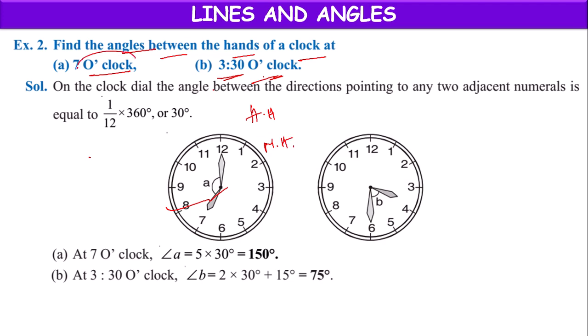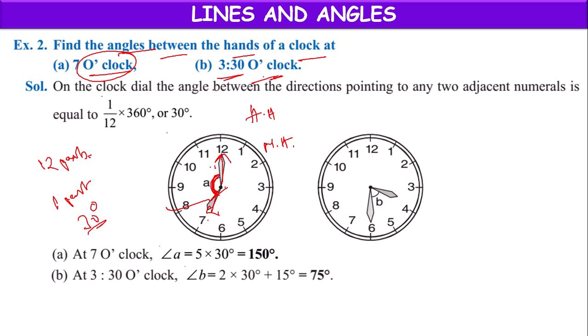At 7 o'clock, the hour hand will be at 7 and the minute hand will be at 12. The angle is between the numbers 7 and 12 on the clock. How many parts are there in total according to the hour hand? We have 12 parts in the clock, so 1 part equals 1 hour, which is equal to 30 degrees.